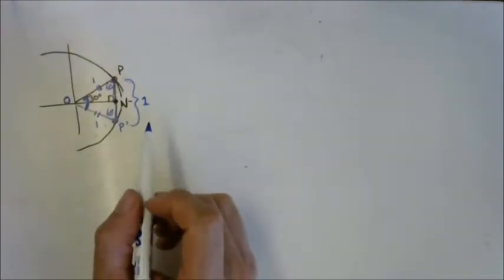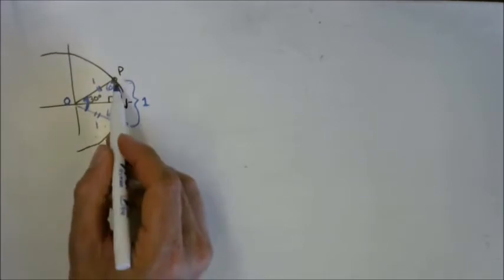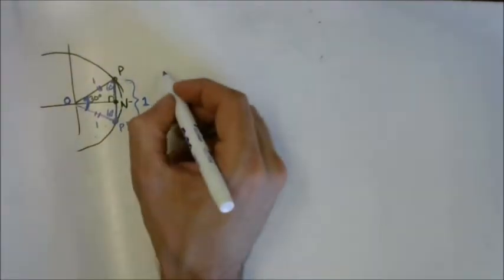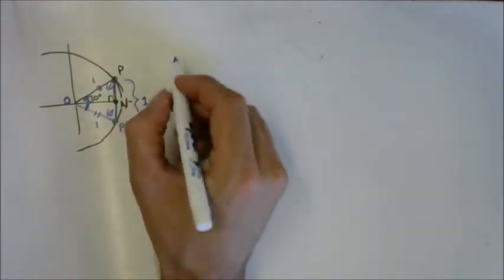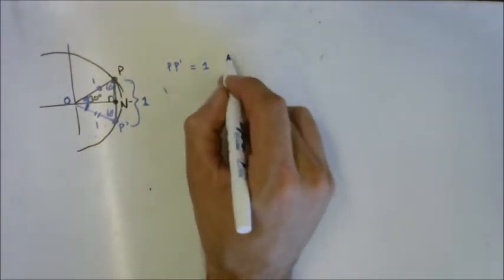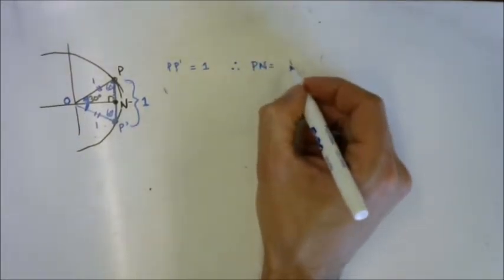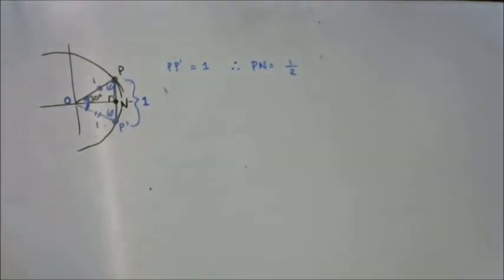Okay, all of that just to find out that if we know that the whole length from here to here is 1, P P prime equals 1, therefore PN equals 1/2, right? Because PN is half the length from P to P prime. Good?